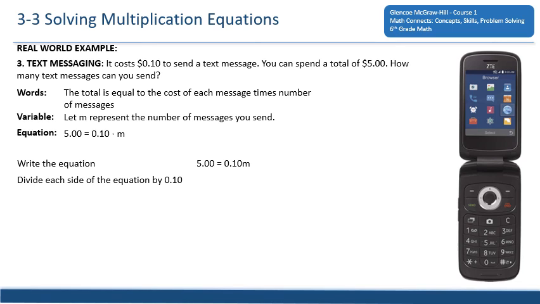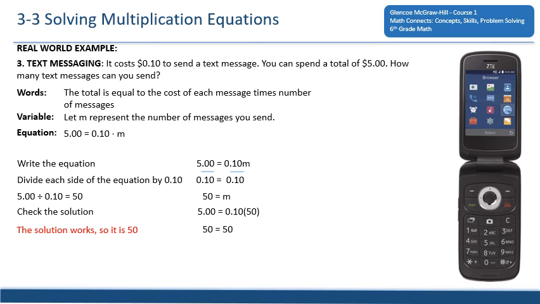Divide each side of the equation by 0.10, and we're doing that because we want to undo the multiplication of 0.10 times m. So we're dividing both sides. $5 divided by 0.10 equals 50. So 50 equals m. Remember, when we divide by a fraction or decimal, our number gets bigger because the parts are smaller, but there's more of them. Check the solution. 5 equals 0.10 times 50, and that would be 50 equals 50. So that works.